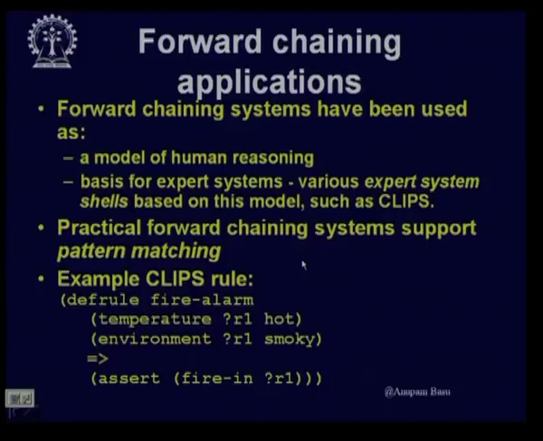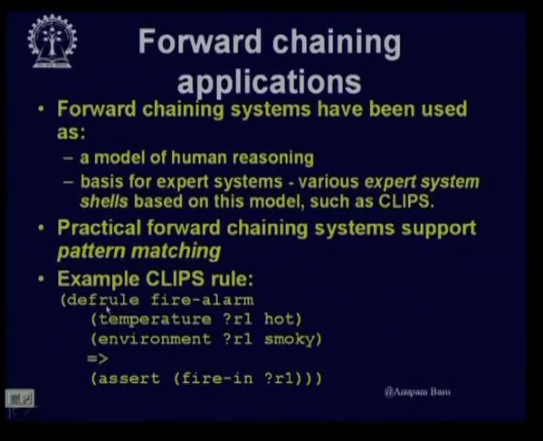Now, forward chaining systems are very useful and have been used as a model of human reasoning, and there are various expert systems. We will discuss little bit of expert systems today, which have used this sort of reasoning. There is a forward chaining mechanism, and they essentially use pattern matching. There are different languages, there are different tools which are available to build such rule based systems. So, here is an example of CLIPS. CLIPS is a system which allows you to quickly build a rule based system.